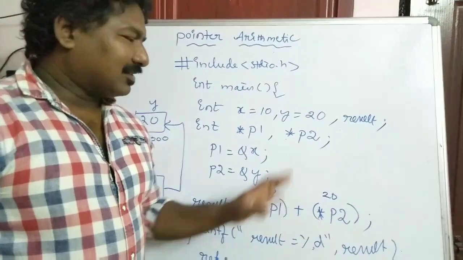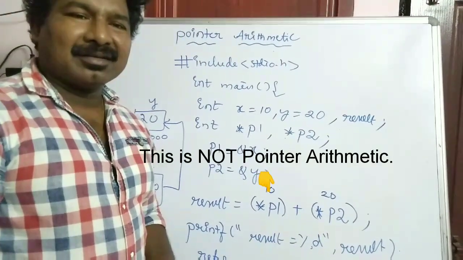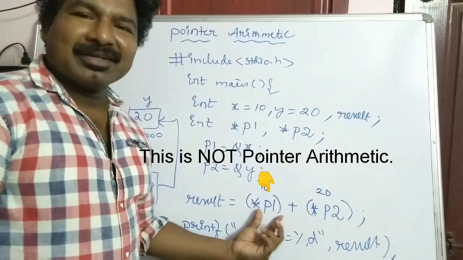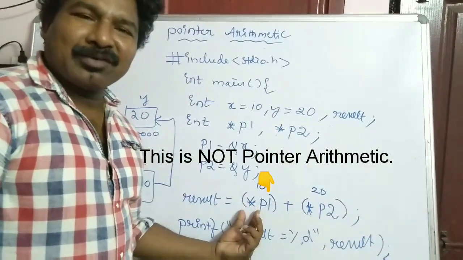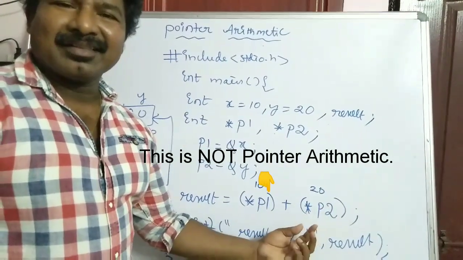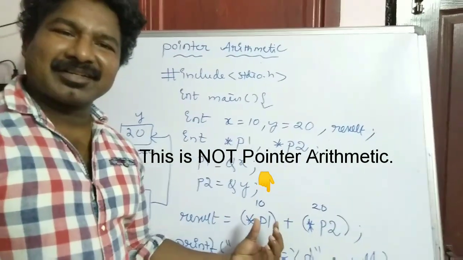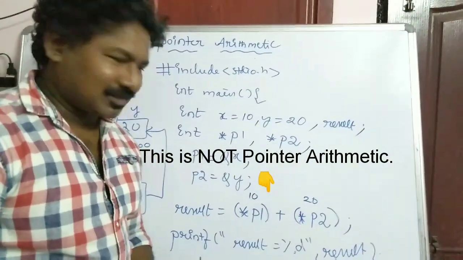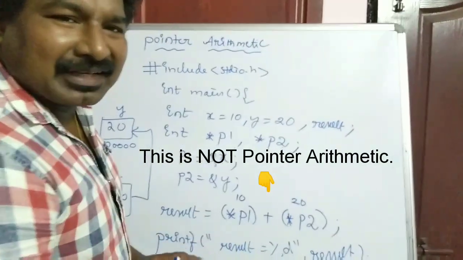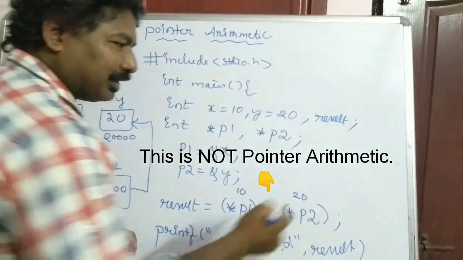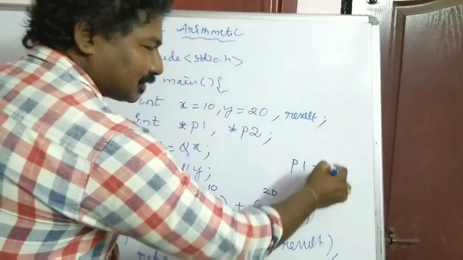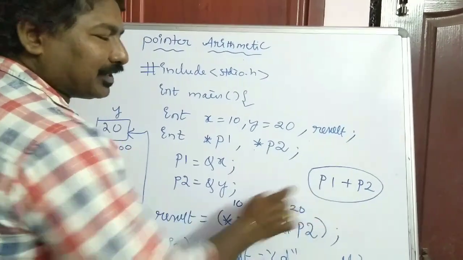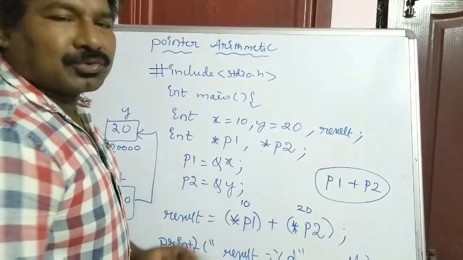Remember that this is not pointer arithmetic. Here we have performed the addition operation on *p1 and *p2. *p1 means x, *p2 means y. That means we have actually performed the arithmetic operation, addition, on variables, not on pointers. So remember, this is not pointer arithmetic. The pointer arithmetic should be p1 + p2. So don't confuse these two things.